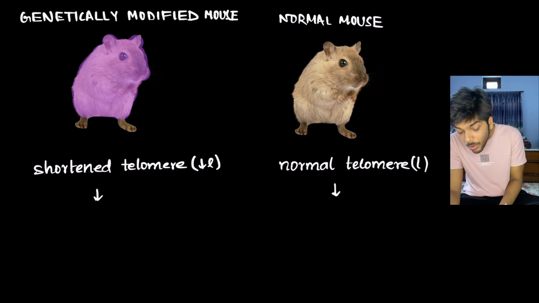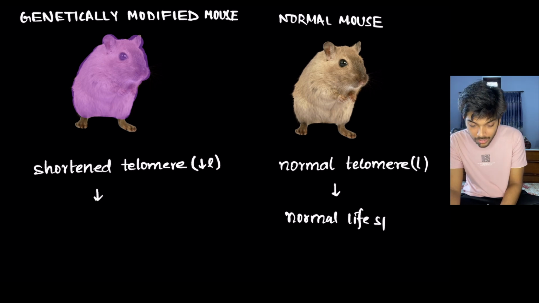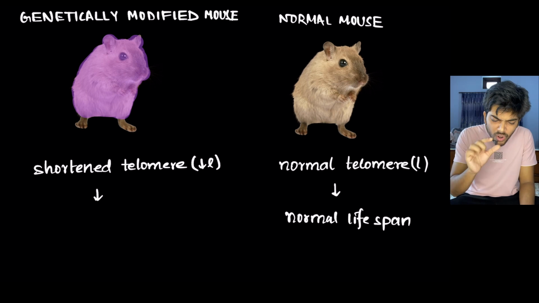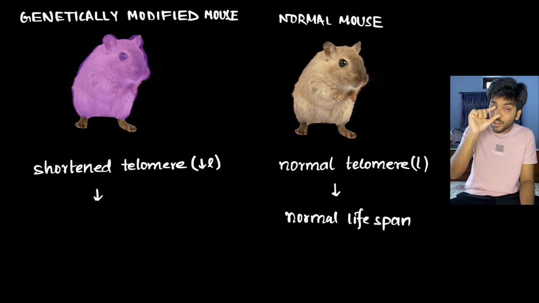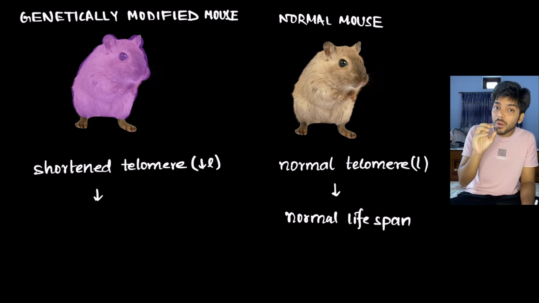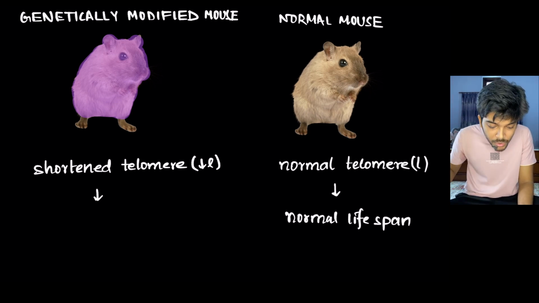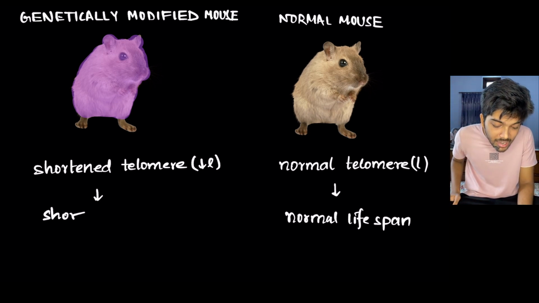So the normal mouse with a normal telomere showed normal lifespan, but the genetically modified mouse with shortened telomere, since the telomere is short, now the number of cell division is obviously reduced because the telomere will disappear faster. So it showed a shortened lifespan as well. It died much earlier.